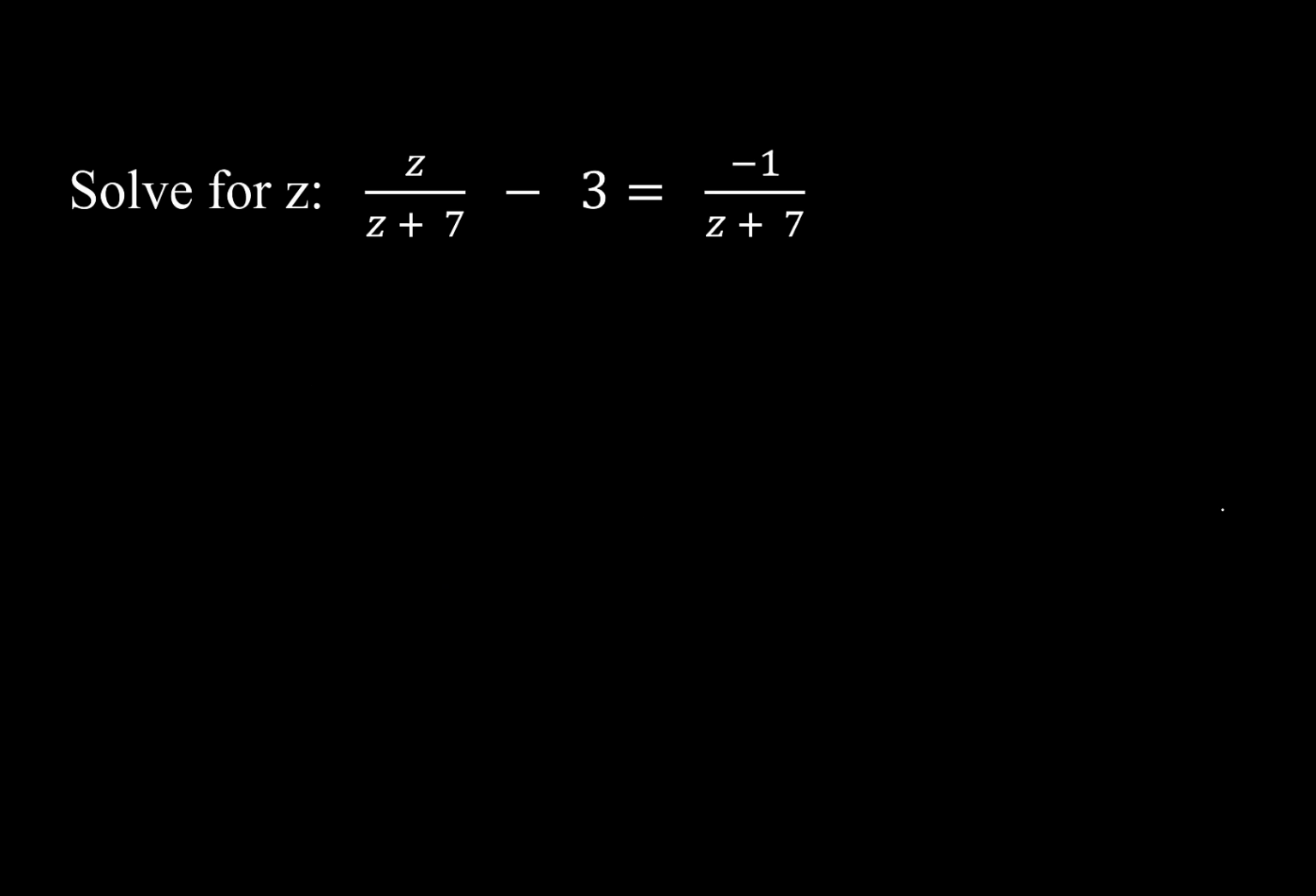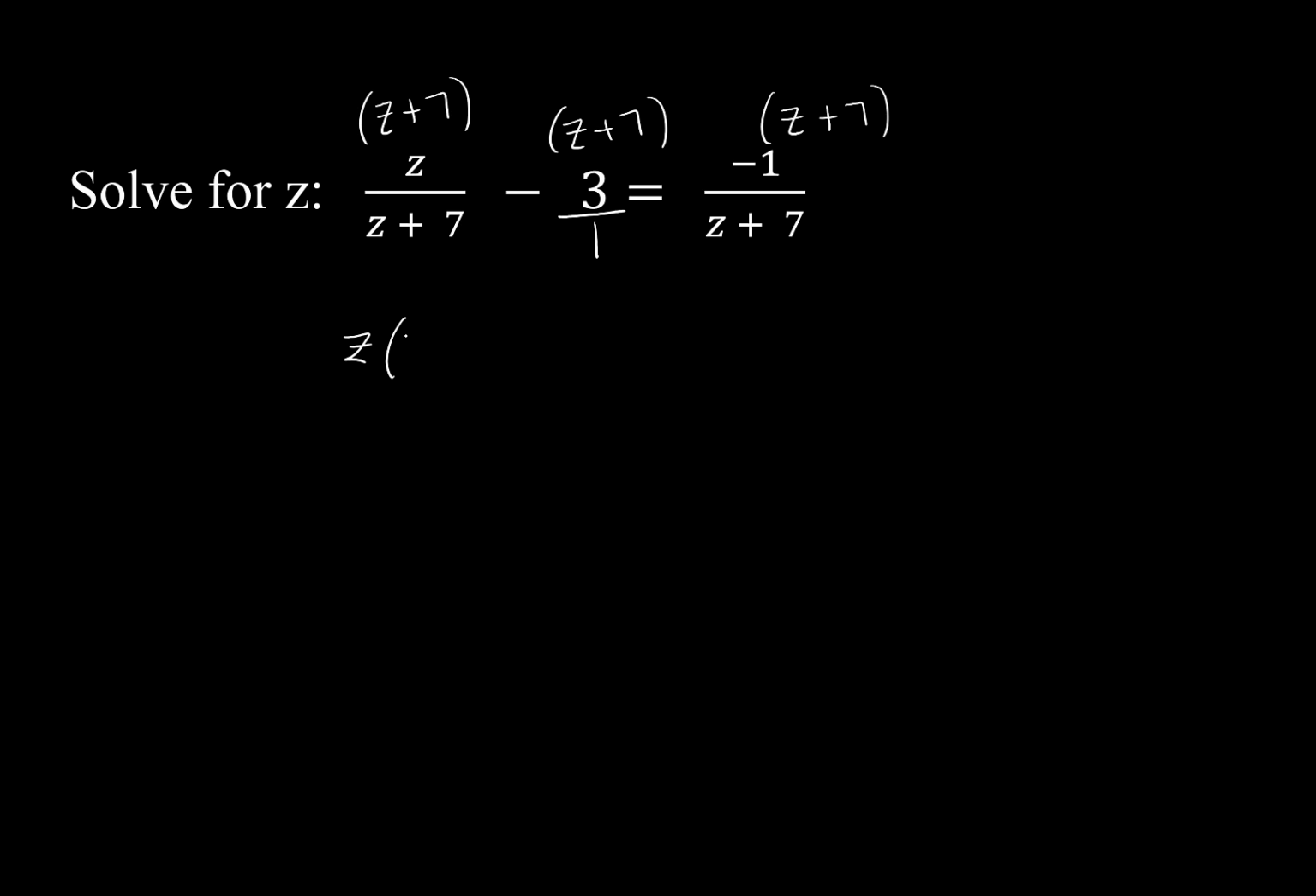Okay, I believe there's one more. Let's take a look at this last one. This last one is different because there's binomials in the denominator instead of numerator. Notice that we have minus 3, which is a whole number, and check out our denominators. They're both z plus 7. And so, yes, we're going to take that entire binomial and follow the same pattern, multiplying z plus 7 to each term.